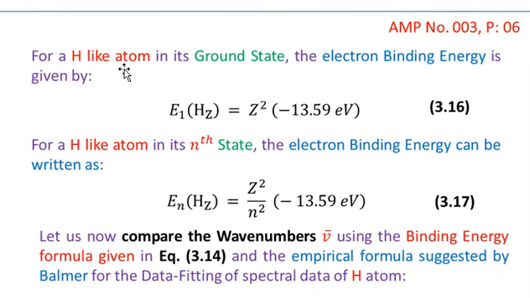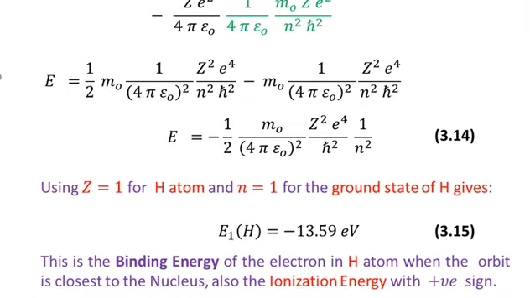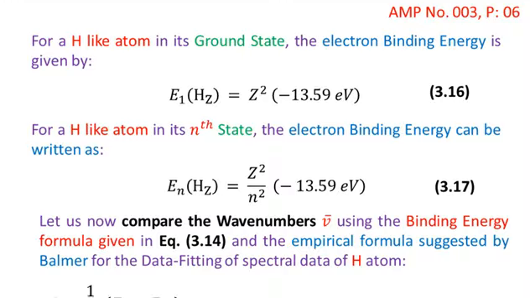For a hydrogen-like atom in its ground state, the electron binding energy E1, which is the binding energy of the first orbit of the hydrogen-like atom, is equal to Z squared times minus 13.59 electron volt. Because in the previous equation, given as equation number 14, I had not used the value of Z, and the other parameters were used numerically, I come out with this result which is shown in equation number 16.